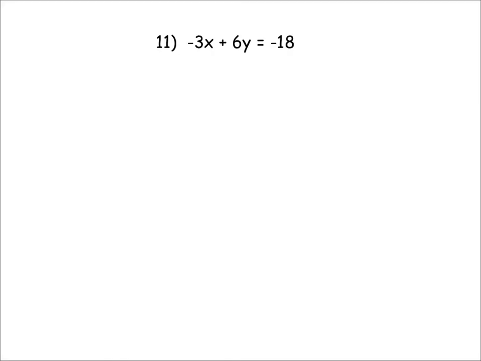Okay, let's set up number 11 together, and then you're going to work it on your own. So the first thing we're going to do is put in our mental brain that 6 times the 0 would give us canceling out the y. So the first side is going to be 3x is equal to negative 18. And the other part is going to be 6y is equal to negative 18. All right, go ahead and pause the video and work from there.